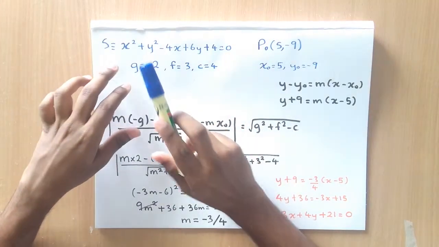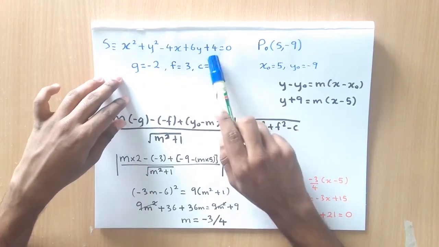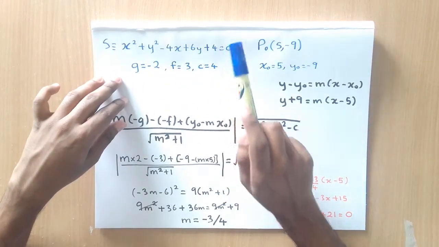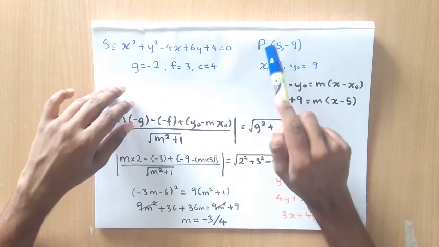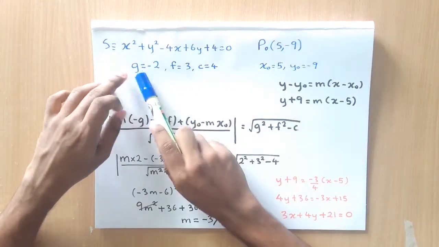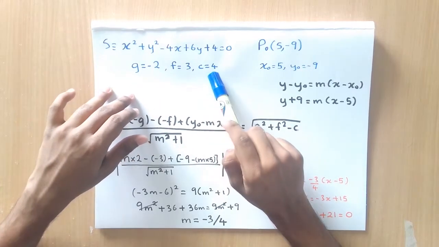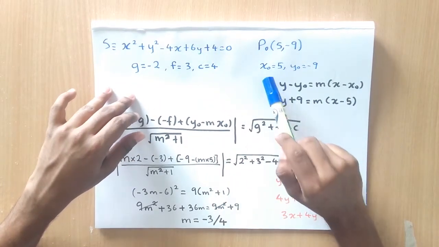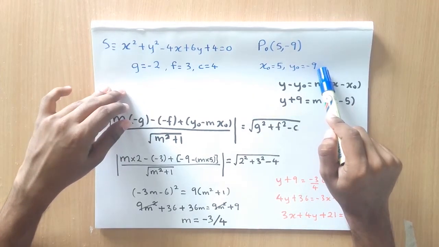Here we are given a circle x squared plus y squared minus 4x plus 6y plus 4 equals 0, and we are asked to find the equations of the tangents drawn from the point P0(5, -9). So here g equals minus 2, f equals 3 and c equals 4. Also x0 equals 5 and y0 equals minus 9.